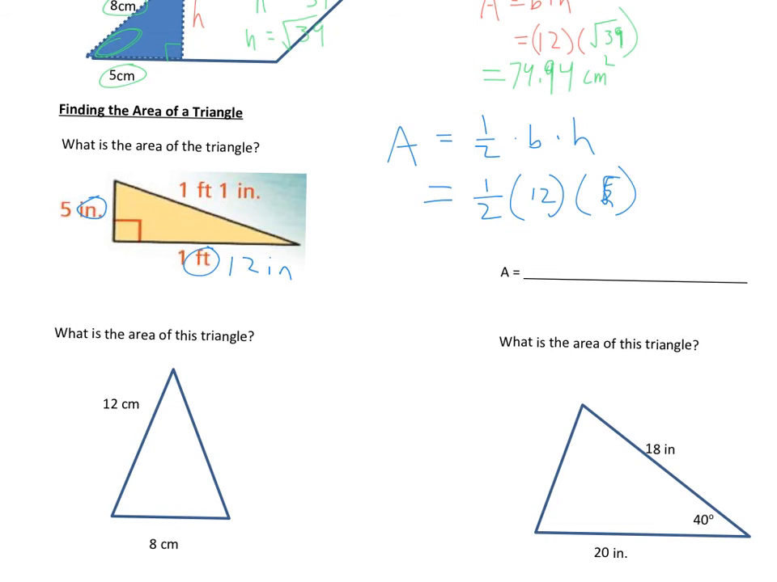And so when I do this work, sorry about my 5 there. When I do this work, 12 times 5 is 60, and half of that is 30. But what are my units? Well, I was working in inches, so I say 30 square inches. We'll look at how to convert that to square feet on a different video.